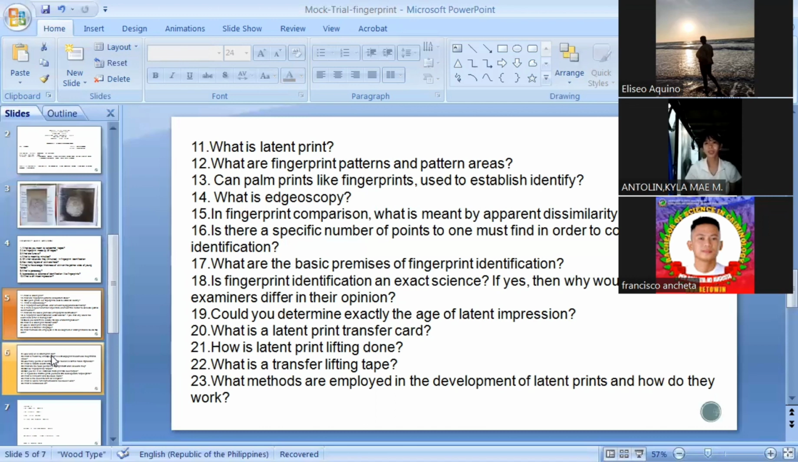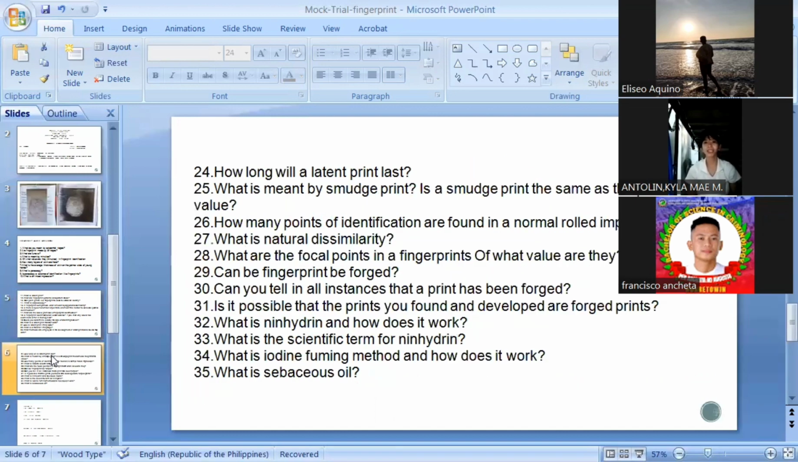33. The scientific term for ninhydrin is 2,2-dihydroxyindane-1,3-dione. The iodine fuming method is a technique used to develop latent fingerprints on non-porous surfaces such as glass, metal, or plastic. In this method, solid iodine crystals are heated, producing iodine vapors.